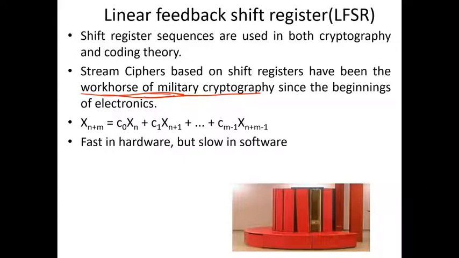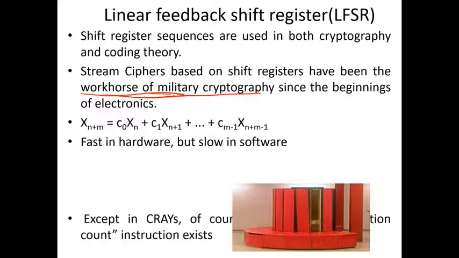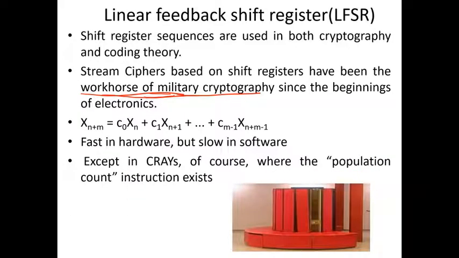LFSRs are supposed to be very fast in hardware and a little slow in software. When compared to hardware realizations, software realizations are a bit slow, except in Cray machines, where there are some instructions called population count instructions. Pop count, they call that. Once that instruction is used, very easily it gives the number of ones and zeros. It's a very useful instruction.